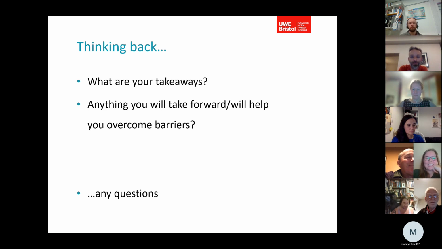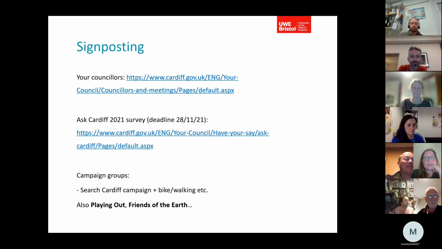So if that is that, then I will just leave with a few bits of signposting. There's a link there to your list of councillors. If you are not aware, I'm going to be sharing these slides with all participants, so they'll have access to this as well. There is also an Ask Cardiff 2021 survey, launched by the council, and the deadline is on the 28th, which really doesn't give you much time, but that was the nearest opportunity that I found in terms of whether you want to contribute.